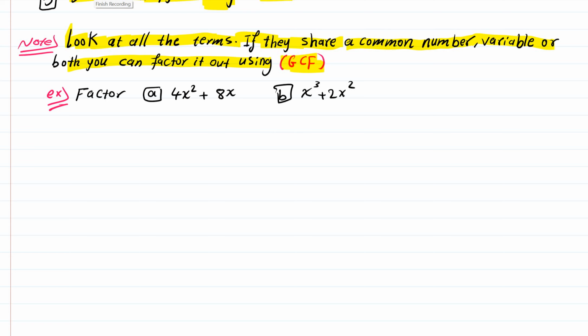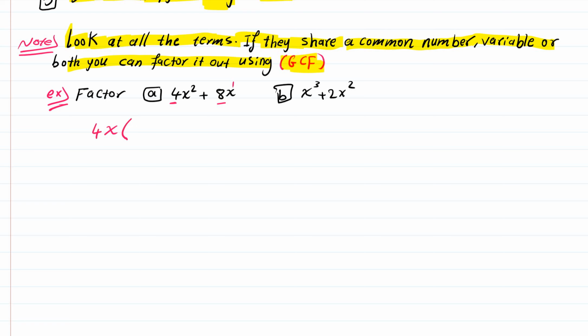For example, in this question, question A, the question says factor. I see that in both terms, 4 is in common. Between 4 and 8, both are divisible by 4. x to the power 2 and x to the power 1, both of them are divisible. So there is x in common, and there is 4 also in common. The smallest power of x between both is x to the power 1, so we will factor out x. Between 4 and 8, the number that both are divisible by is 4.